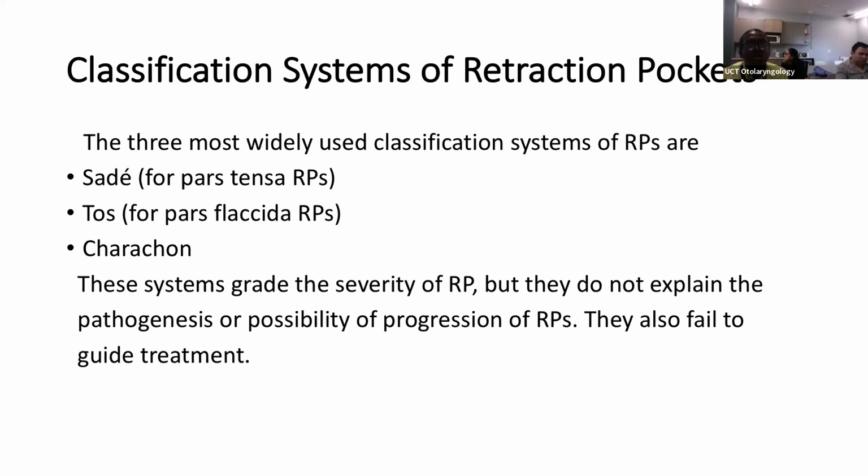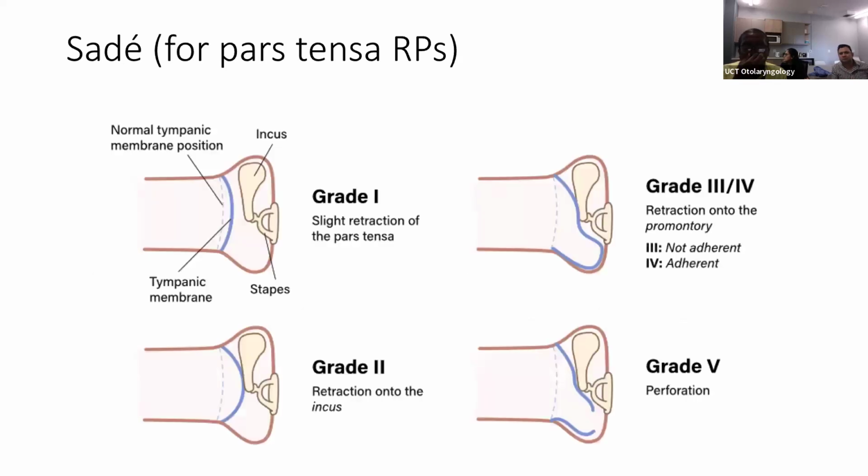These systems grade the severity of retraction pockets, but their downside is that they do not explain the pathogenesis or possibility of progression of retraction pockets. They also fail to guide treatment. So the Sade. Could I ask a quick question, Peter?